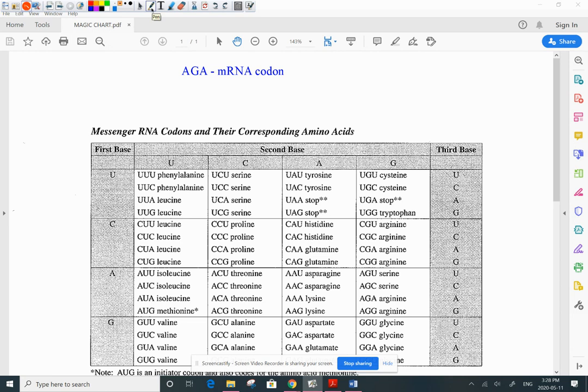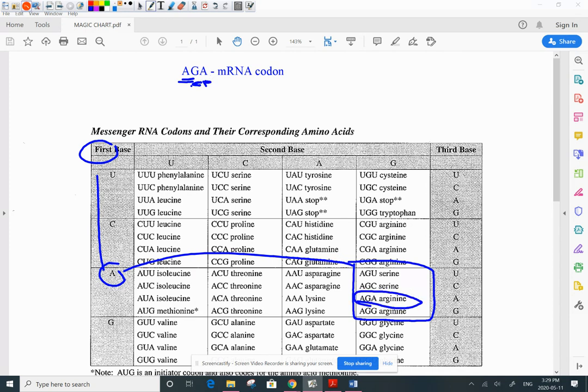So how do we use this table? So what is the first base here? A is the first base. So we go and we look at A. Okay, what is the second base? G is our second base. So now we look, here's A and here's G. So we're finding this box here. And then what's the third base?